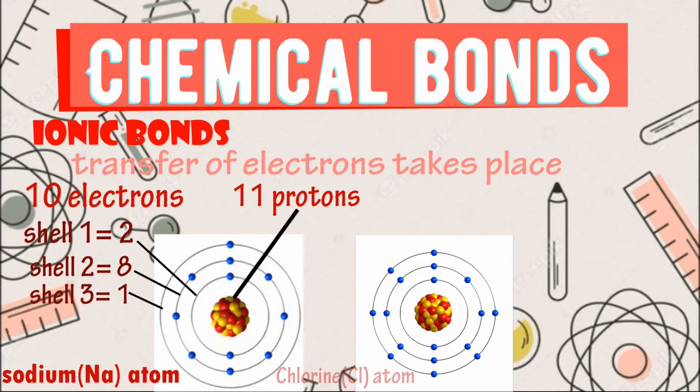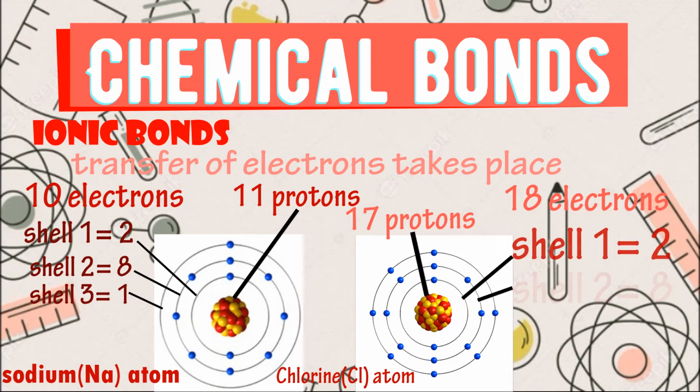And here we have a chlorine atom, which has an atomic number of 17, so 17 protons, and 17 electrons. It has 2 electrons in shell 1, 8 in shell 2 and 7 in shell 3.